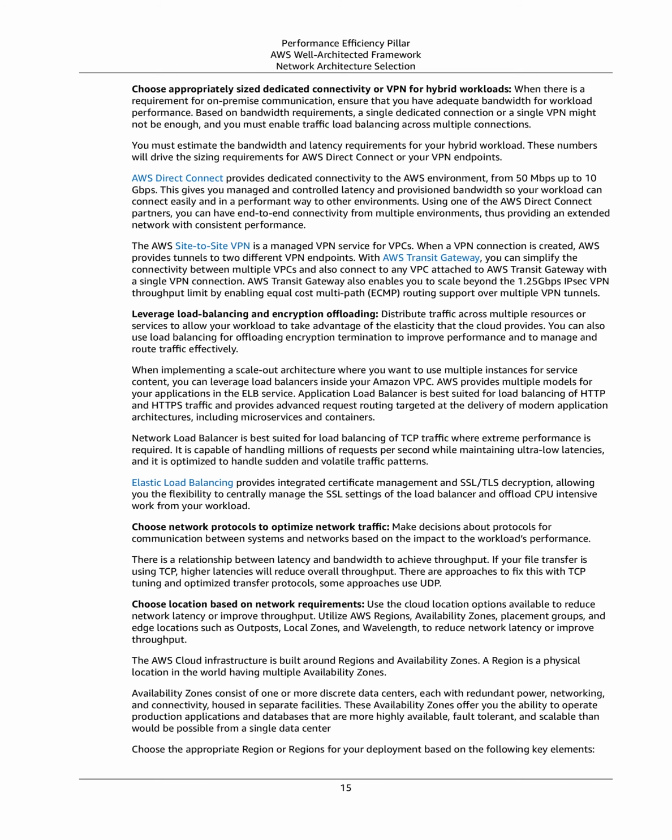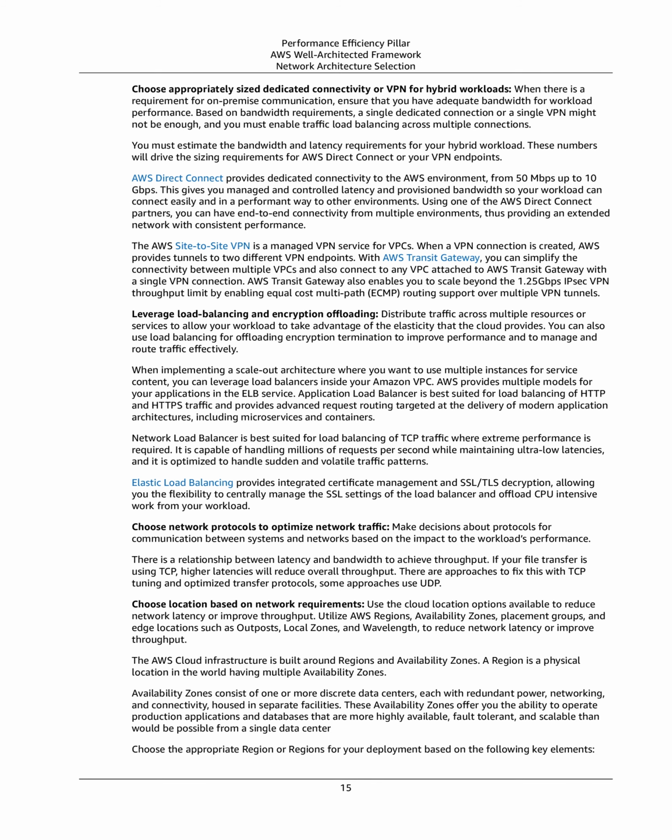Leverage load balancing and encryption offloading. Distribute traffic across multiple resources or services to allow your workload to take advantage of the elasticity that the cloud provides. You can also use load balancing for offloading encryption termination to improve performance and to manage and route traffic effectively. When implementing a scale-out architecture where you want to use multiple instances for service content, you can leverage load balancers inside your Amazon VPC.